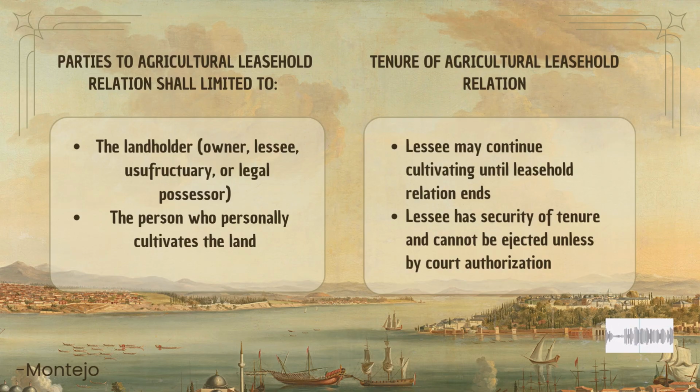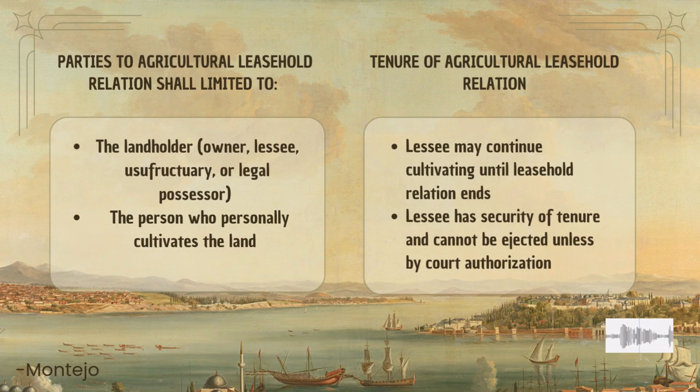Parties to agricultural leasehold relation. The agricultural leasehold relation involves only two parties, or shall be limited to them. First is the landholder, who may be the owner, lessee, or legal possessor of the land. Second, the person who actually cultivates the land, meaning the one who personally tills and manages it.